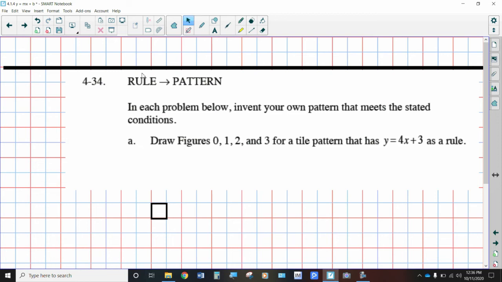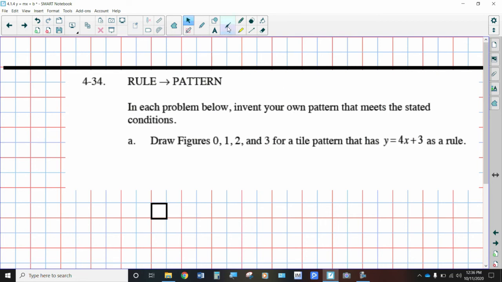All right, so now we're going to take a rule, which is this one, and we're going to build a tile pattern for this rule. We use the same one that we used in lesson 4.1.2. Just create your own design, but remember, you want it to grow according to a pattern, not just randomly.